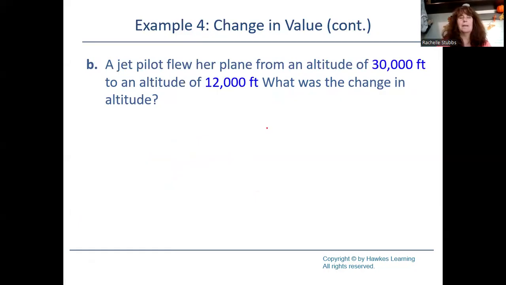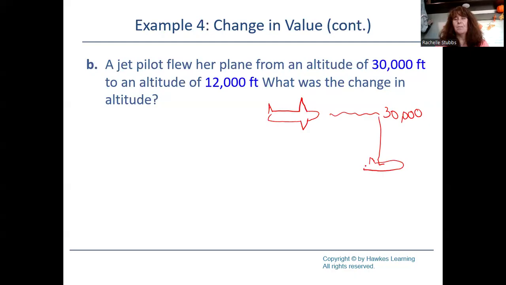So here I have this jet pilot. He's flying his airplane. Here's my wings. Almost looks like a shark, but it's really an airplane in the sky. Okay. And her plane flew from an altitude of 3,000 feet. Here she is at 3,000 feet, or 30,000, to an altitude of 12,000 feet. And all of a sudden, she's now with her airplane. And yes, my artwork is fabulous. She is now at, yeah, that's better when I put the wing coming in like that. At 12,000 feet. So you can see that this dropped, didn't it?